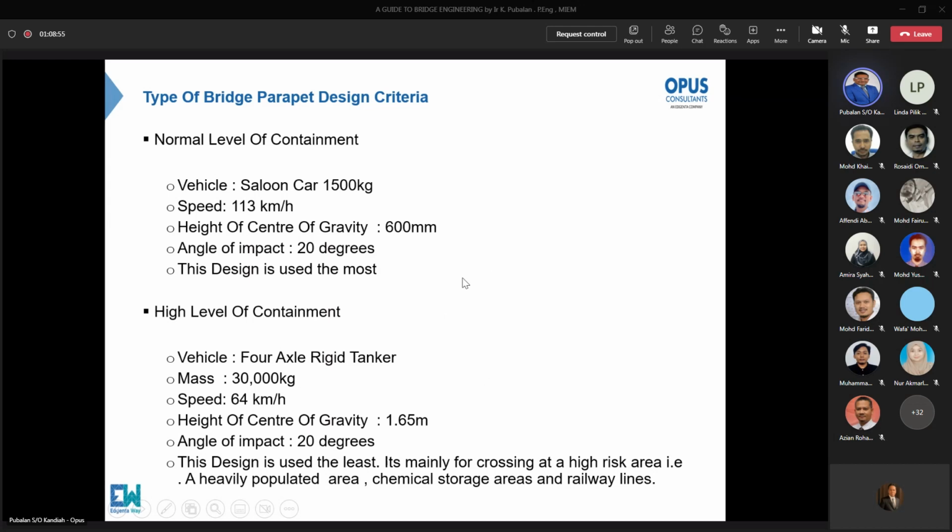For many bridges, when I commented for PLUS on the new ones built by third parties, I asked them to go for a higher level of containment. At least go for TL4, at least for a 10-ton vehicle.